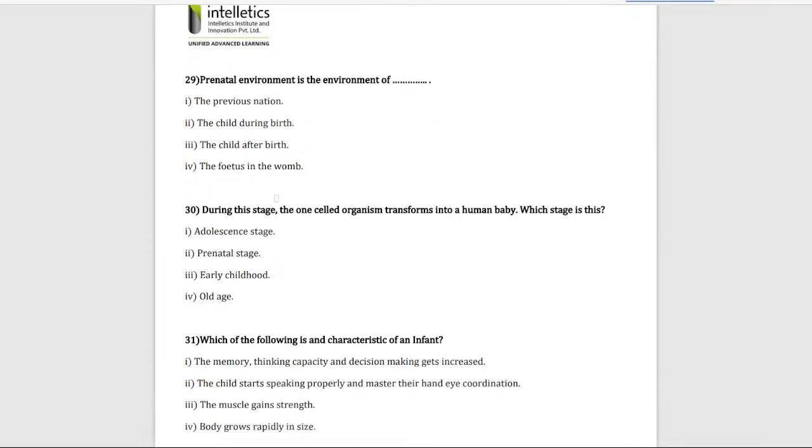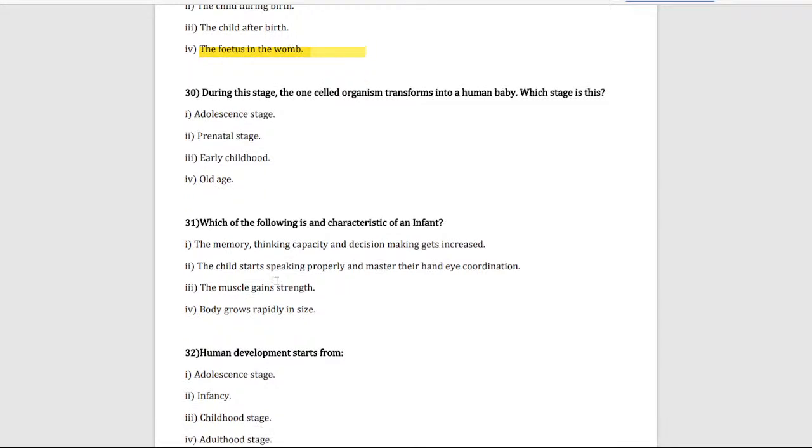Question number 29. Prenatal environment is the environment of dash. First, the previous generation. Second, the child during birth. Third, the child after birth. Fourth, the fetus in the womb. And the correct answer for this question is the fetus in the womb. The prenatal environment, prenatal is before birth. So the prenatal environment is the environment of the fetus in the womb.